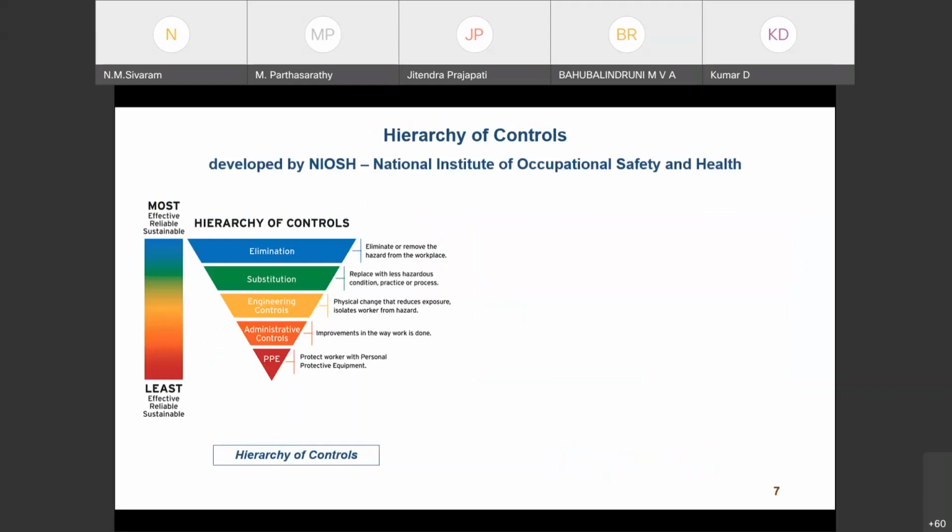Hierarchy of controls, which I told you earlier. The hierarchy of controls is with respect to the hazards, and this was developed by NIOSH. NIOSH is the abbreviation for National Institute of Occupational Safety and Health. And in the hierarchy of controls, first you have to eliminate the hazard. That is the best solution you can give for providing a safe environment.